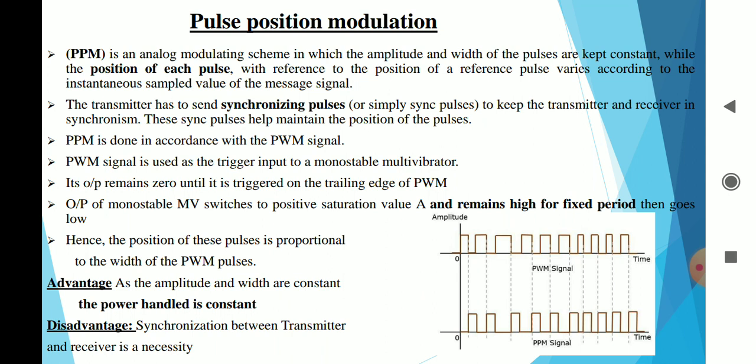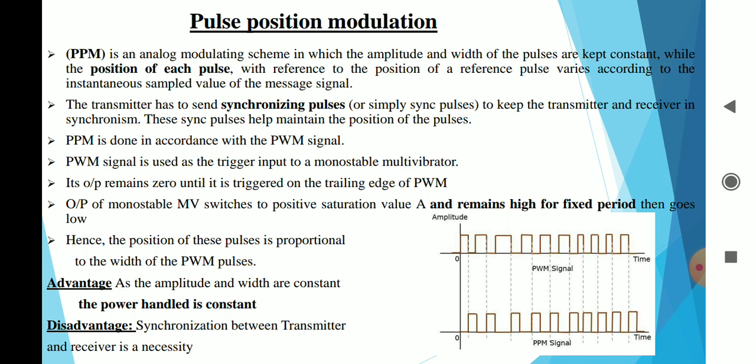Thus, finally, the position of these pulses is proportional to the width of the PWM signal. We know that the amplitude of the message signal defines the width of the PWM signal. That is, indirectly the PPM is also varying its position based on the PWM. That is, it indirectly depends upon the amplitude of the message signal.